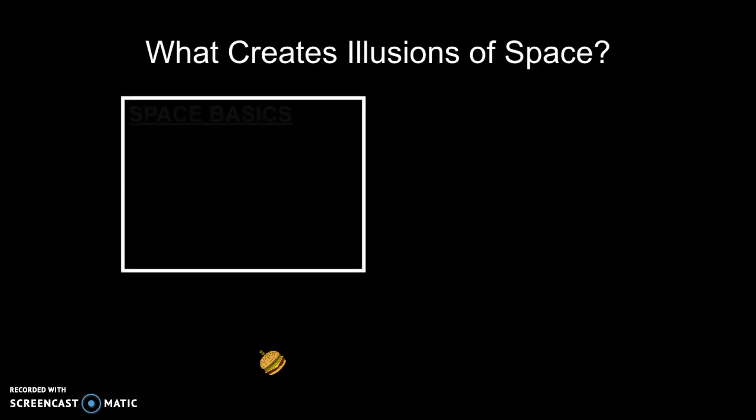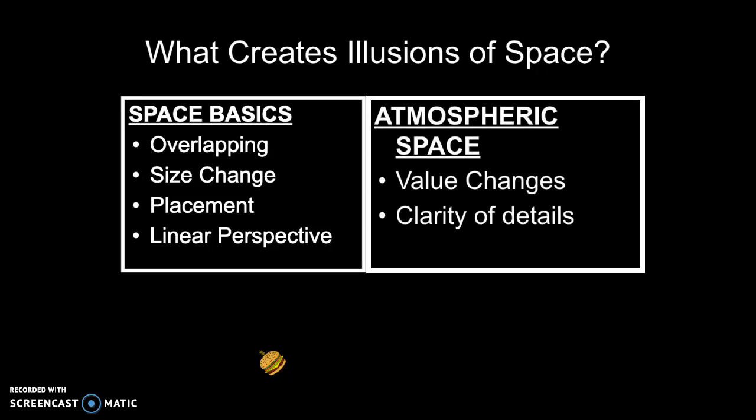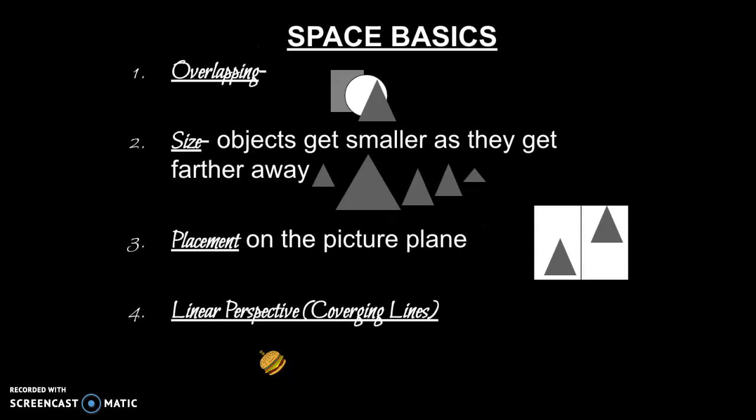So we already know some of the things that create the illusion of space. Overlapping things, changing size, big comes forward, small goes back. Placing things at the bottom of the page, it appears closer. If it's at the top of the page, it appears farther away. And linear perspective, the thing we practiced last week. Now, what else creates depth? Atmospheric perspective. So it's the change in values and the clarity of the details in the image. What happens in the atmosphere is the moisture in the atmosphere basically clouds our view of things in the distance.